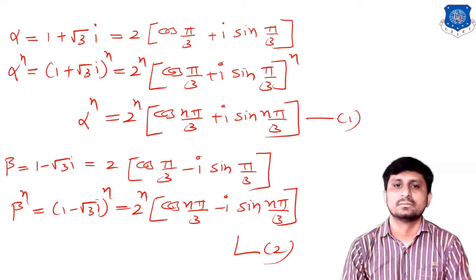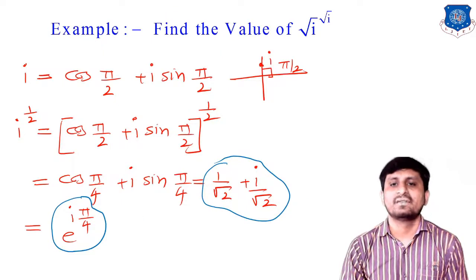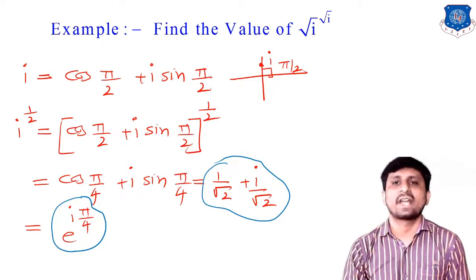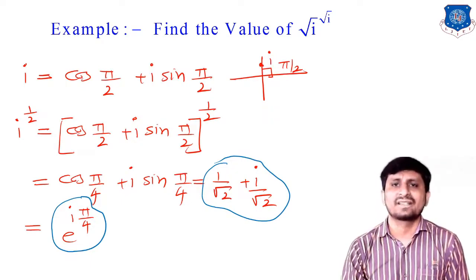Okay, find the value of root i raised to root i. This is our last example. So in today's lecture we just discussed all very important examples of de Moivre's theorem. So try to solve some more important examples from your question bank up to this. Thank you.